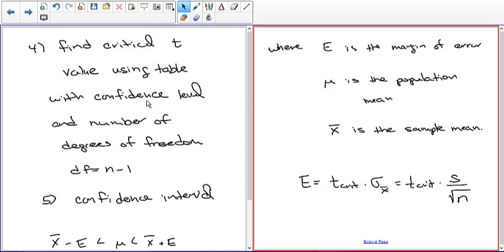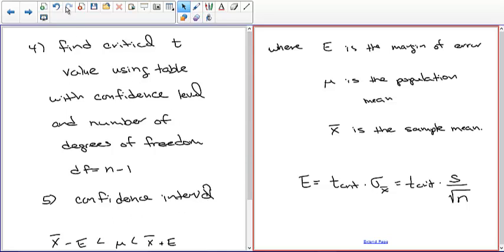You take the critical number that we get from the table, and you multiply by the standard deviation of the sample means, which is S over the square root of n. So once you have E, you just add and subtract that from the mean, which you've calculated in the problem.